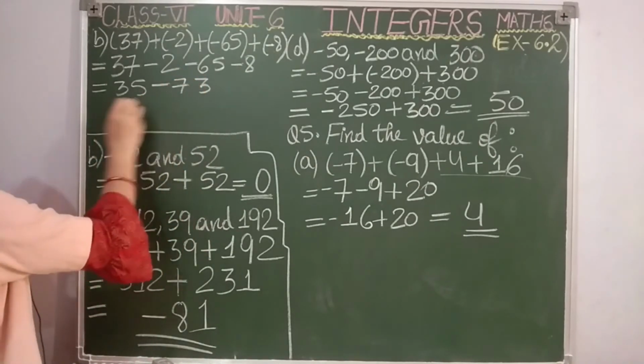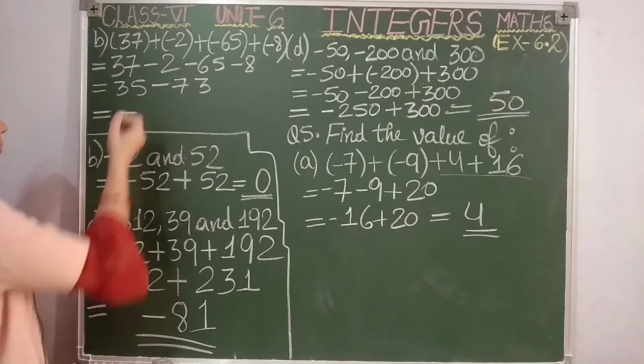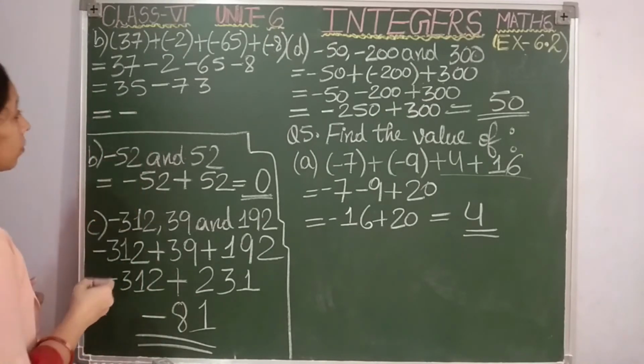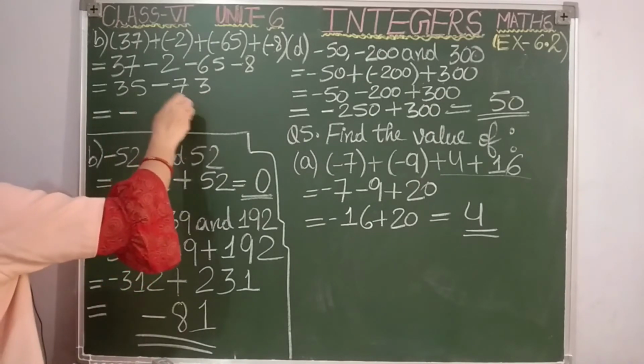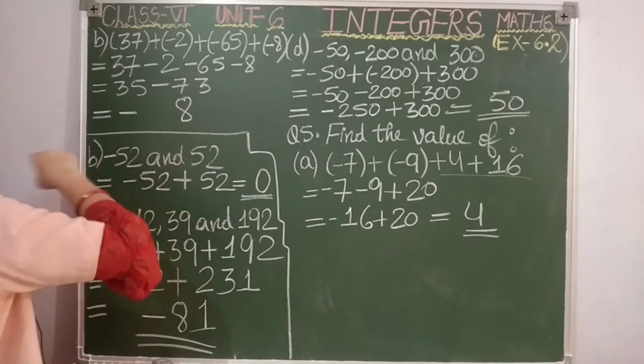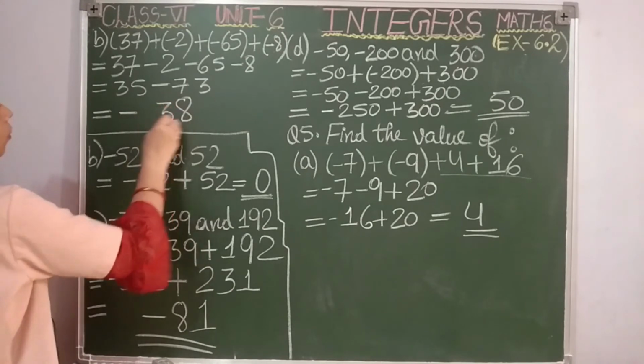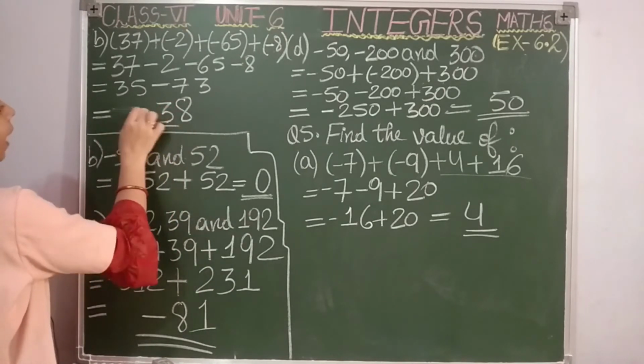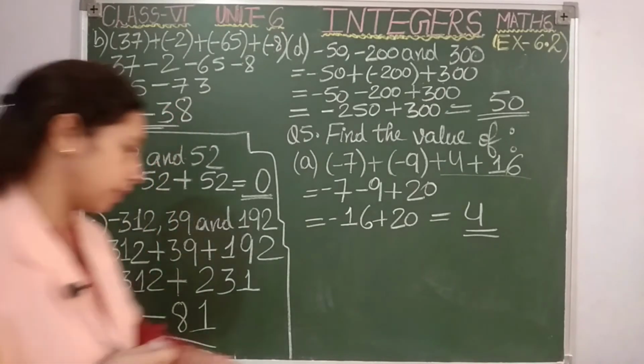Now positive, negative, negative. 73 is the greater number, so minus sign will come here. Simply subtract them. 6 minus 3, then 8. So my answer is minus 38 students.